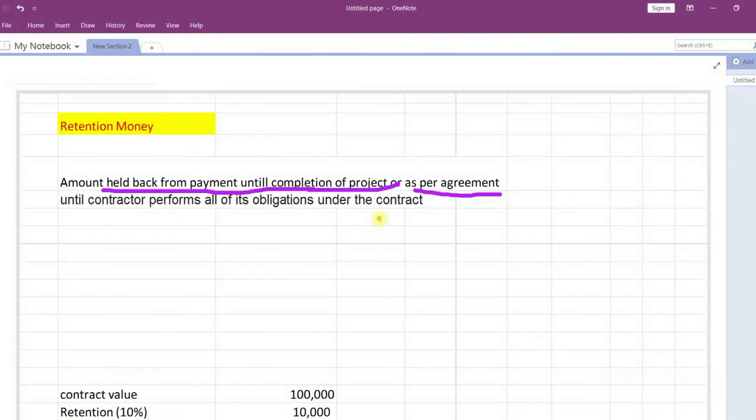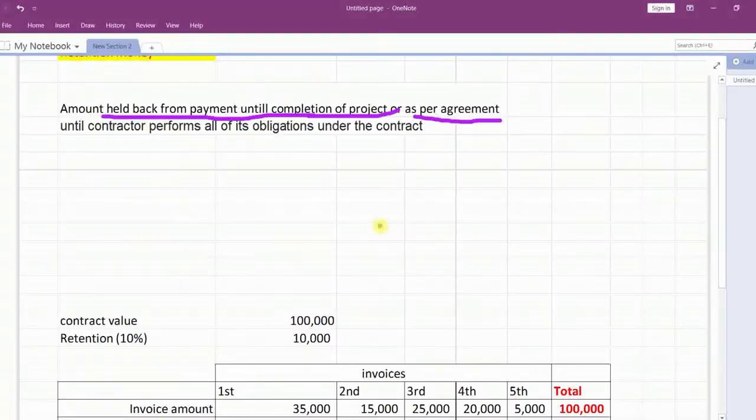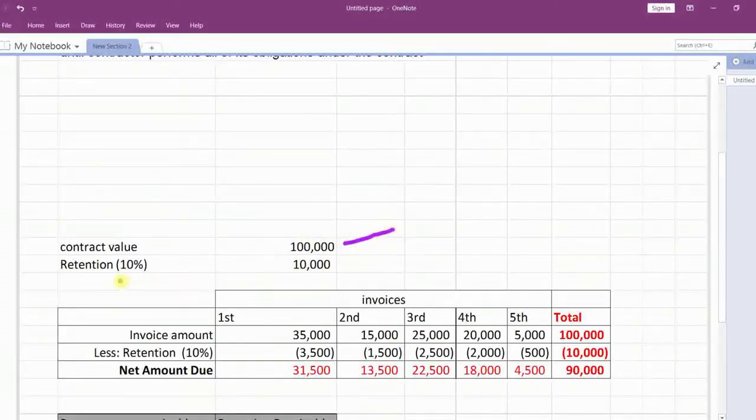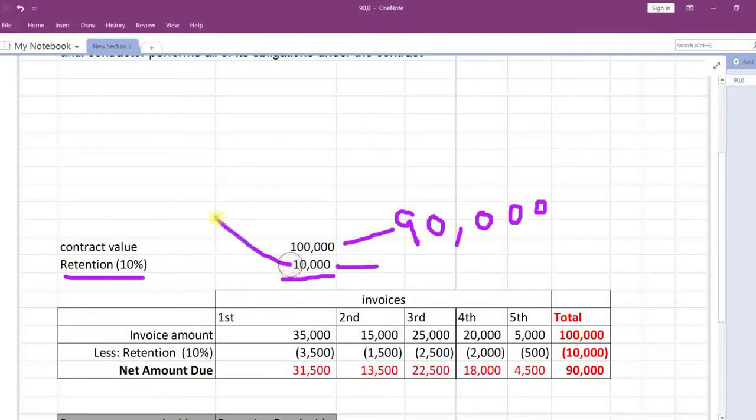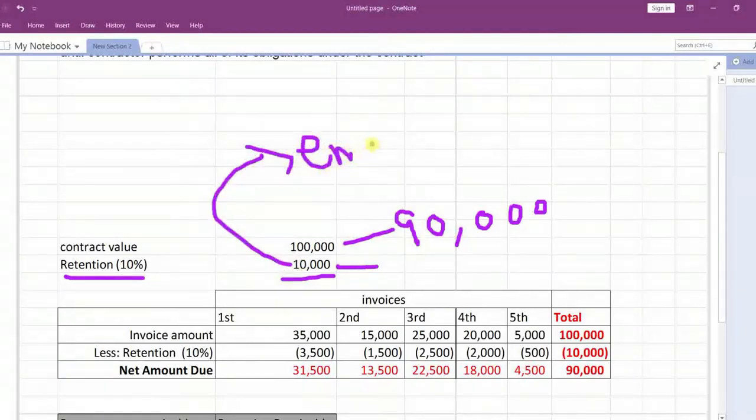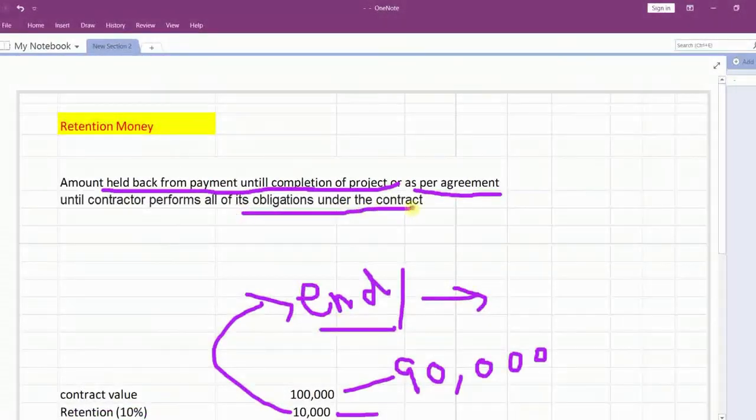Retention money is, in very simple terms, a retainage of an amount from your invoice at some percentage. Let's learn it with an example of how you are going to take it in the accounting. Suppose we have a contract of 100,000 and it has been agreed in the contract that 10% would be the retention money. So 10,000 would be retention. This means that 100 minus 10, so 90,000 we would receive with progress payments, and 10,000 we receive at the end of the project, or after you have performed all your obligations under the contract.